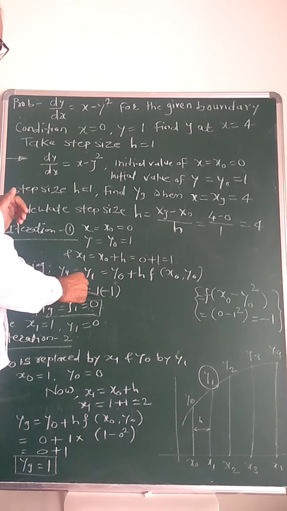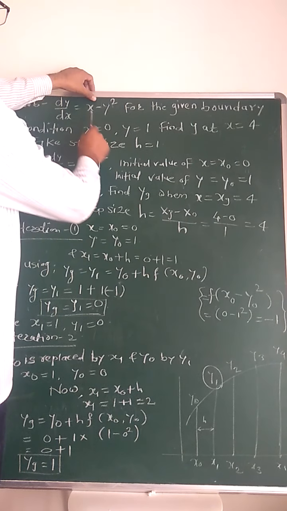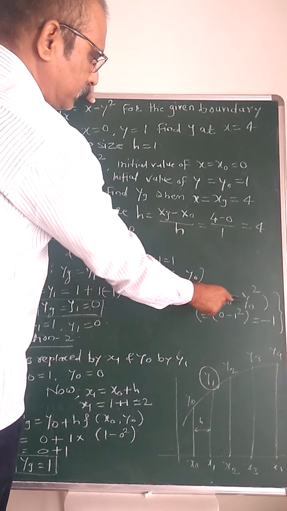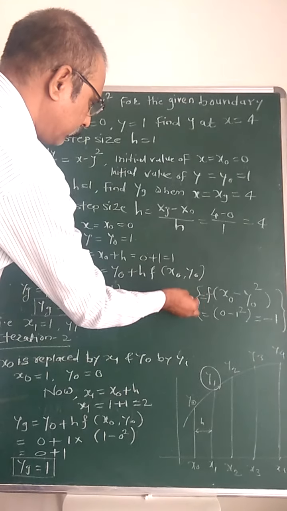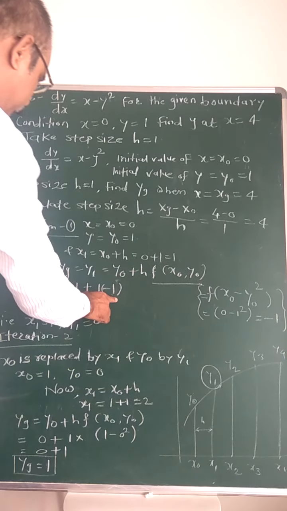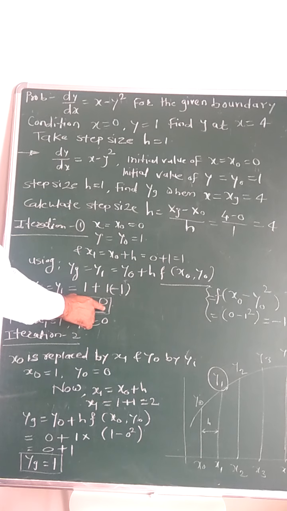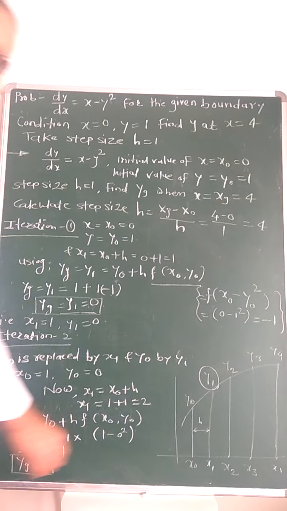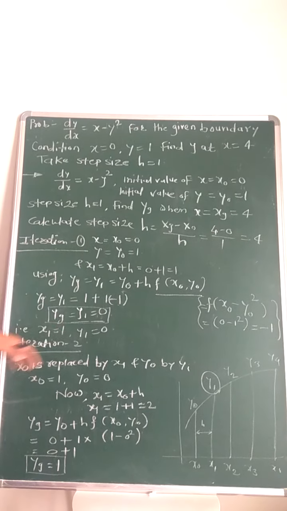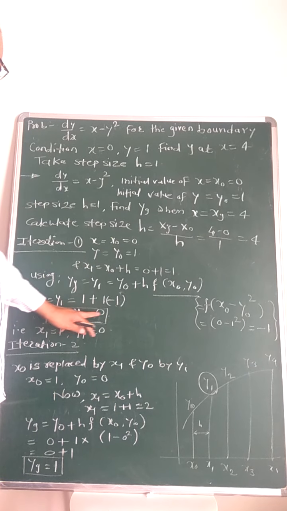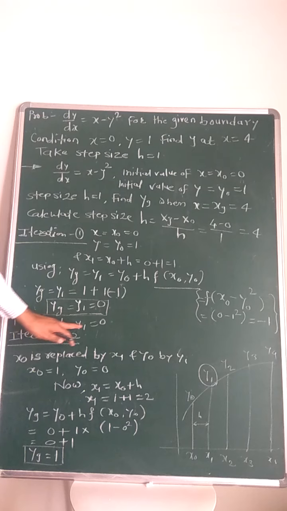plus step size 1, and this function f of x0, y0 is given as x minus y square. Therefore, f of x0, y0 is x0 minus y0 square. Put the values in, and the answer is minus 1. Therefore, the value of the function is minus 1. Finally you will get y1 equal to 0. After the first iteration, when x0 is equal to 0, y0 is equal to 1, x1 is equal to 1, h is 1, the value of y1 is equal to 0. That is, when x1 is equal to 1, y1 is equal to 0.